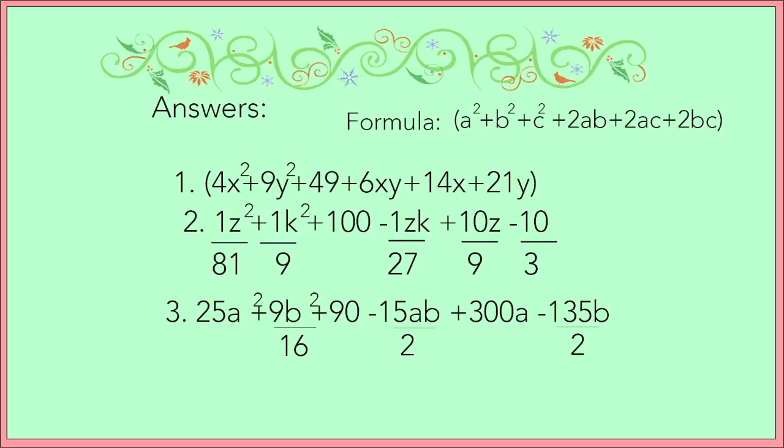Then for 2x times 7 times 2, it will be equal to 28x. And for 3y times 7 times 2 is 42y. Once you combine those terms, it will be equal to 4x squared plus 9y squared plus 49 plus 12xy plus 28x plus 21y. And that's how you get number 1.